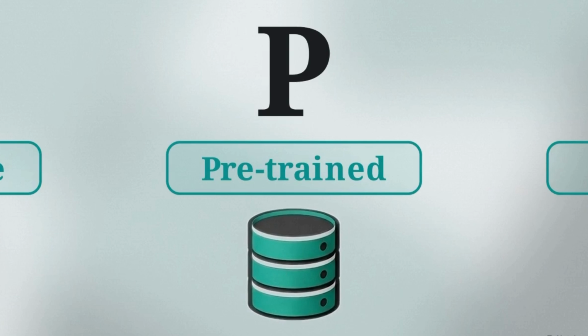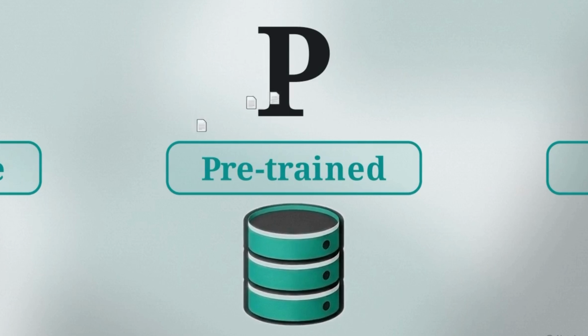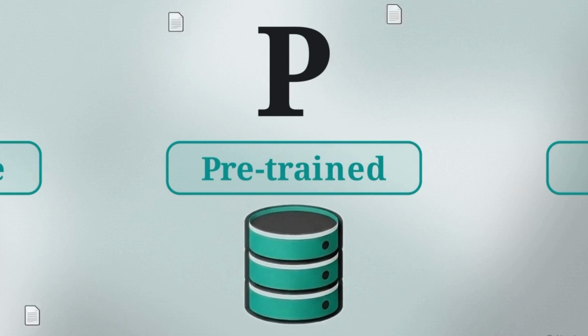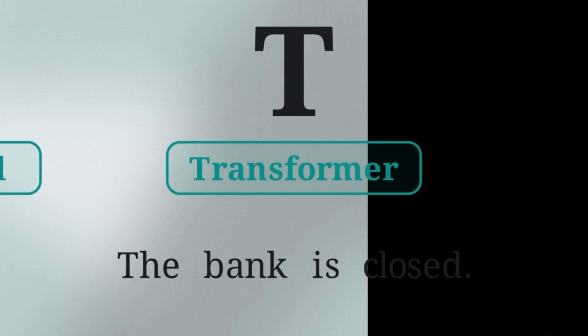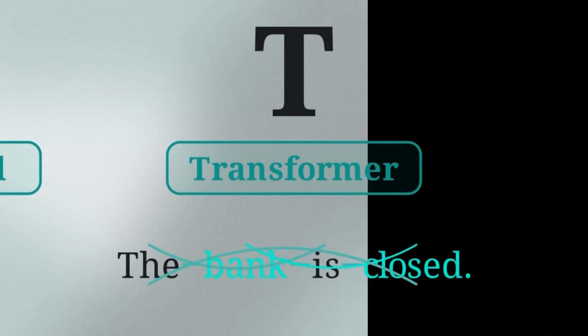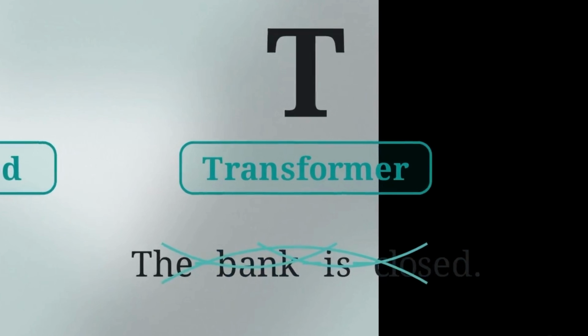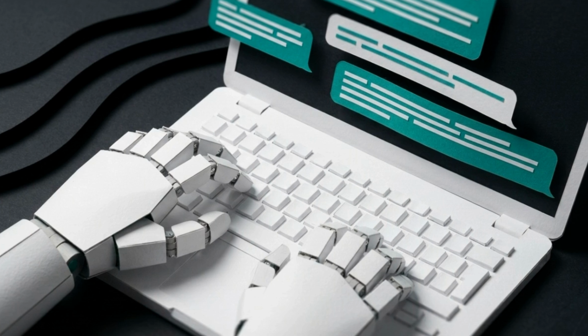The P stands for pre-trained. To teach it how to speak normally, its creators had it read billions of examples of human conversation. By absorbing all that text, it learned our logic, our reasoning, and how we naturally talk to one another. Finally, the T stands for transformer. If you tell it the bank is closed, it knows you mean a financial institution, not a riverbank. It does this by connecting those words like a web, understanding the exact context of your sentence. This 3-part architecture enables the technology to follow your specific logic and handle the subtle nuances of human conversation.